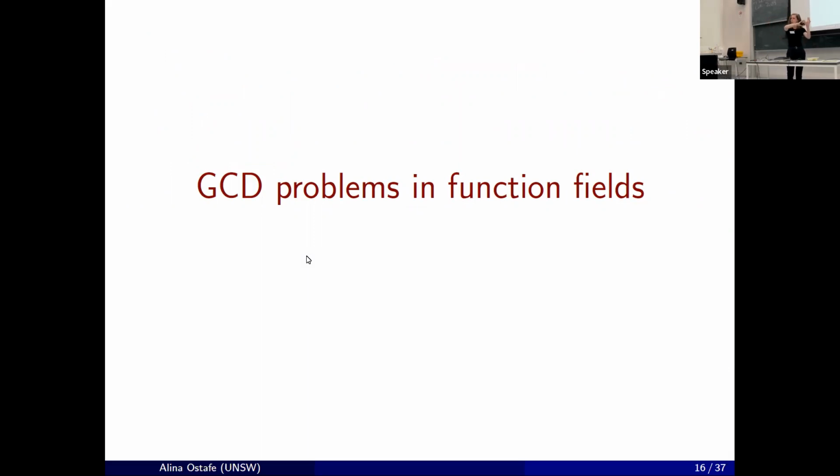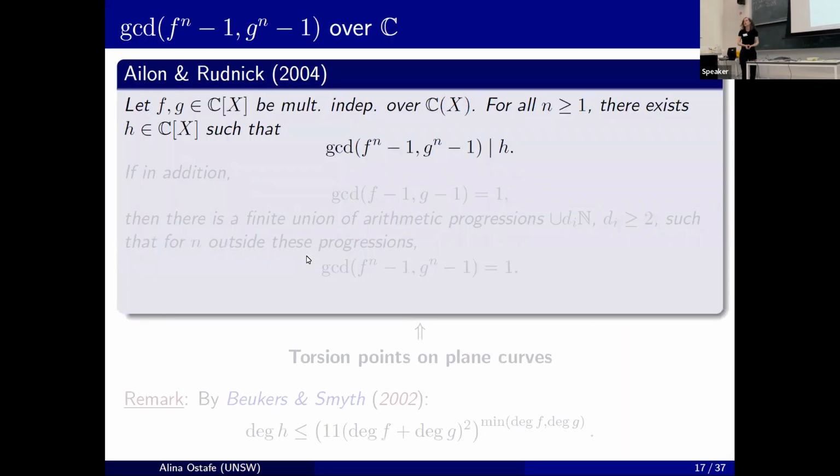And now I will use these problems to translate them into GCD problems. So let me start with the first result, that of Ailon and Rudnick. They consider polynomials f and g, which are multiplicatively independent. They show that for all n, there exists a polynomial h such that all these GCDs divide h. And this h is defined only by the initial data f and g.